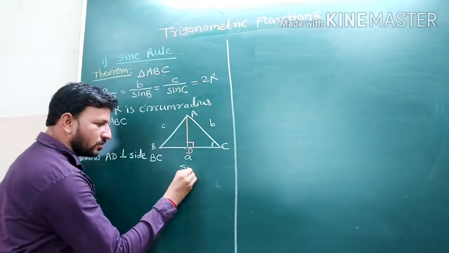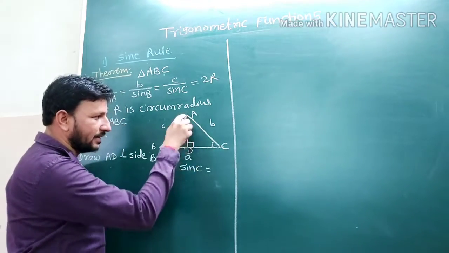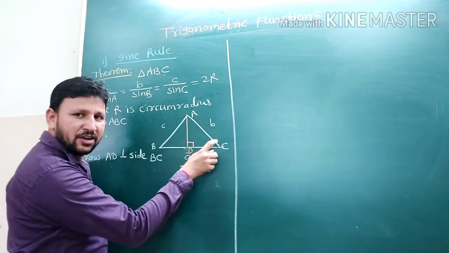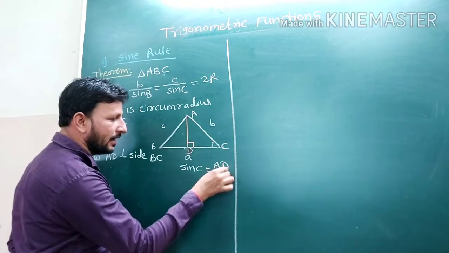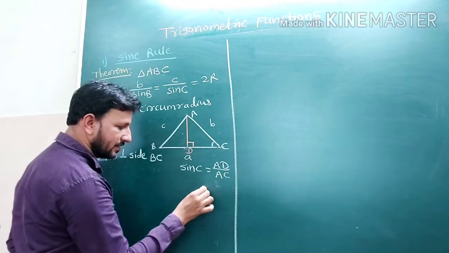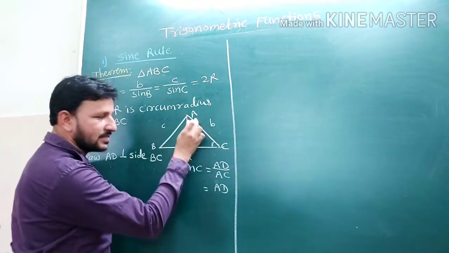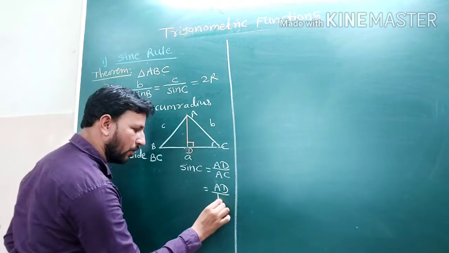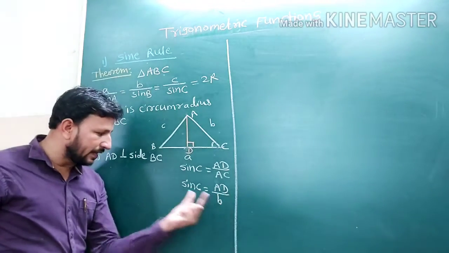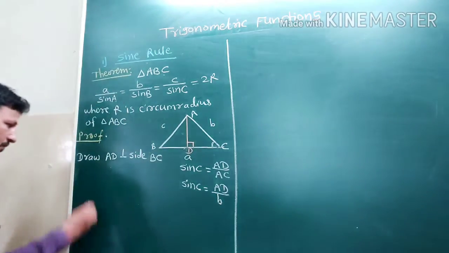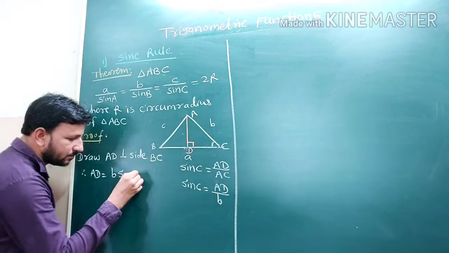By the trigonometric ratio, since triangle ADC is a right angle triangle, sine of angle C is equal to the opposite side upon the hypotenuse, that is, AD upon AC. It is equal to AD, and the length of AC is b, so AD upon b. From this relation, the height AD is b times sine C. Therefore, AD is equal to b sin C.